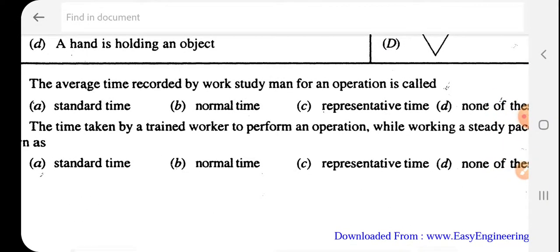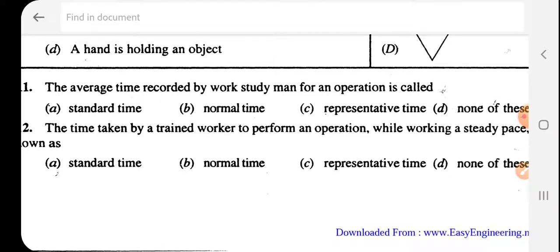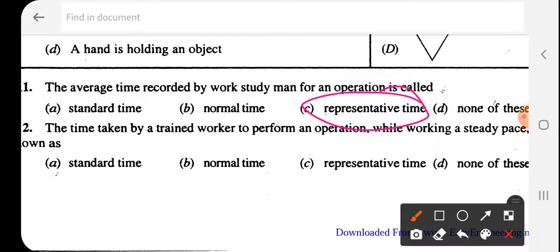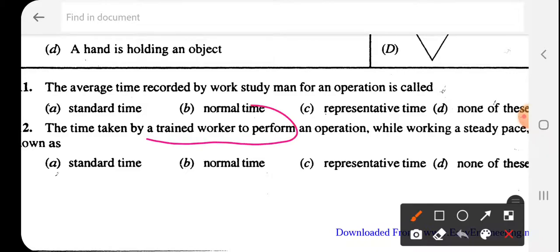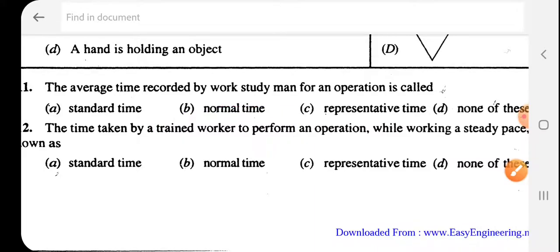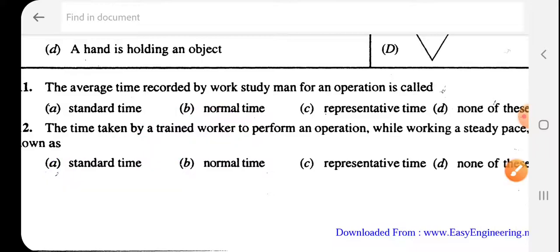Okay, next, 11th. The average time recorded by a work study man for an operation is called what? It is called representative time. That is the average time in a work study. Okay. Next, the time taken by a trained worker performing an operation while working at a steady pace is known as standard time. So for a trained person, this is the standard time. Okay.